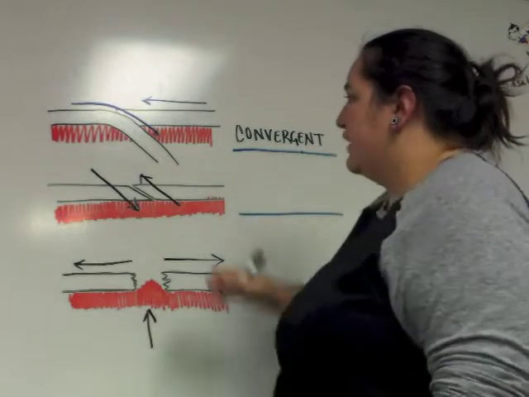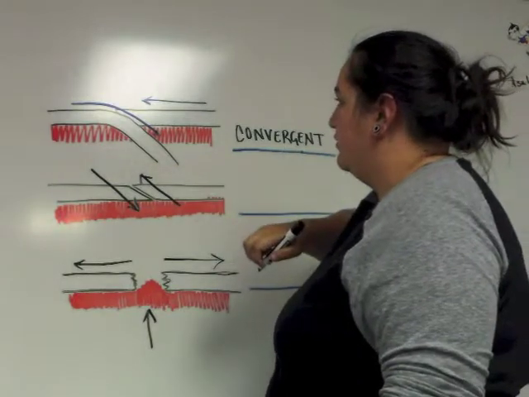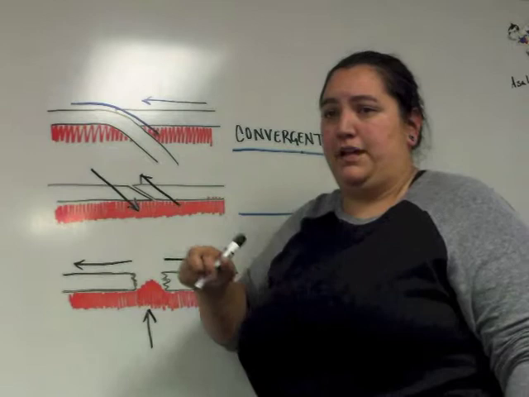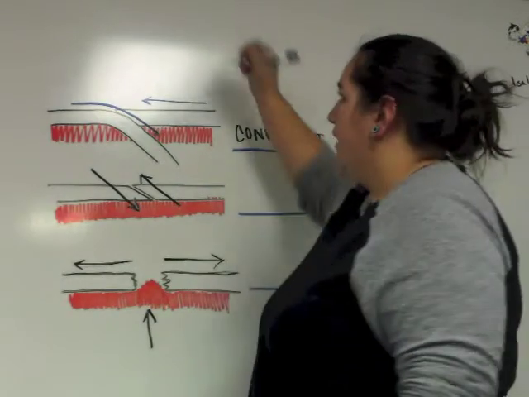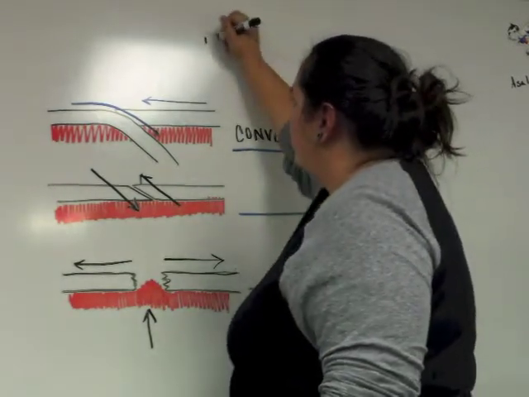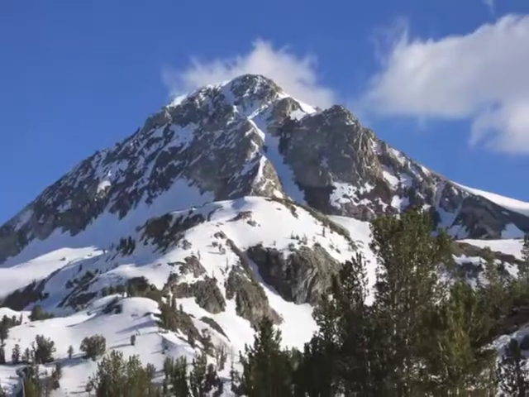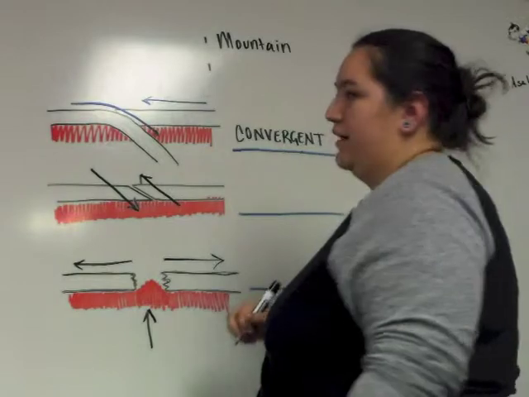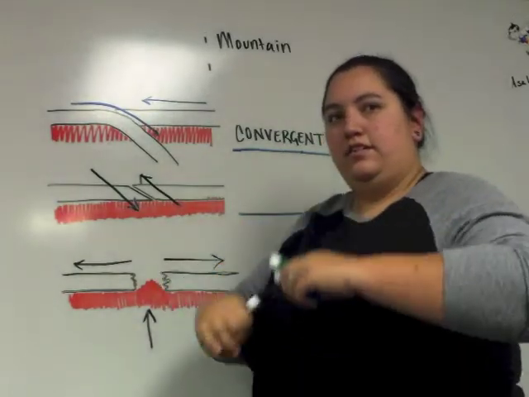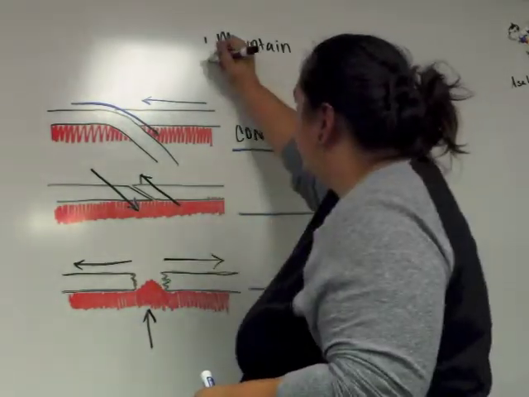Okay, and what are some landforms that we already know of that we get from convergent plate boundaries? A mountain. A mountain, and that's what, when they come up or down? When they come up. And what's the other one that we learned about where it goes down? A valley.